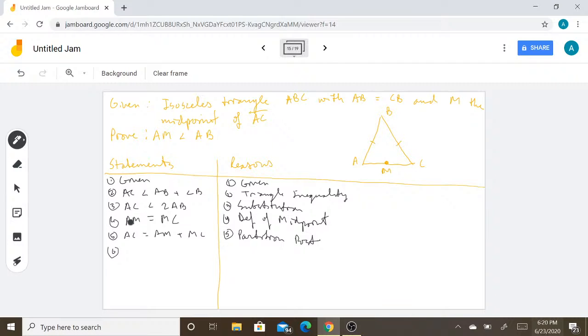Next we can substitute again, because we know that AM is equal to MC, so we can say that AC is equal to 2AM through substitution again. And we're only allowed to substitute because we know that AM equals MC, just like how we knew that AB equaled CB.